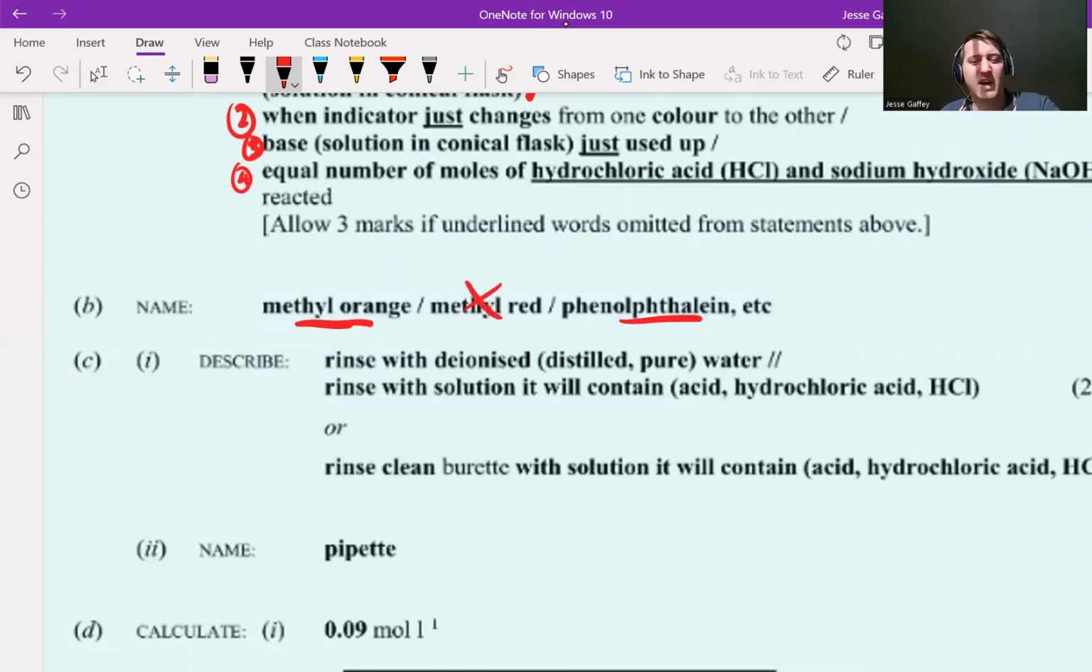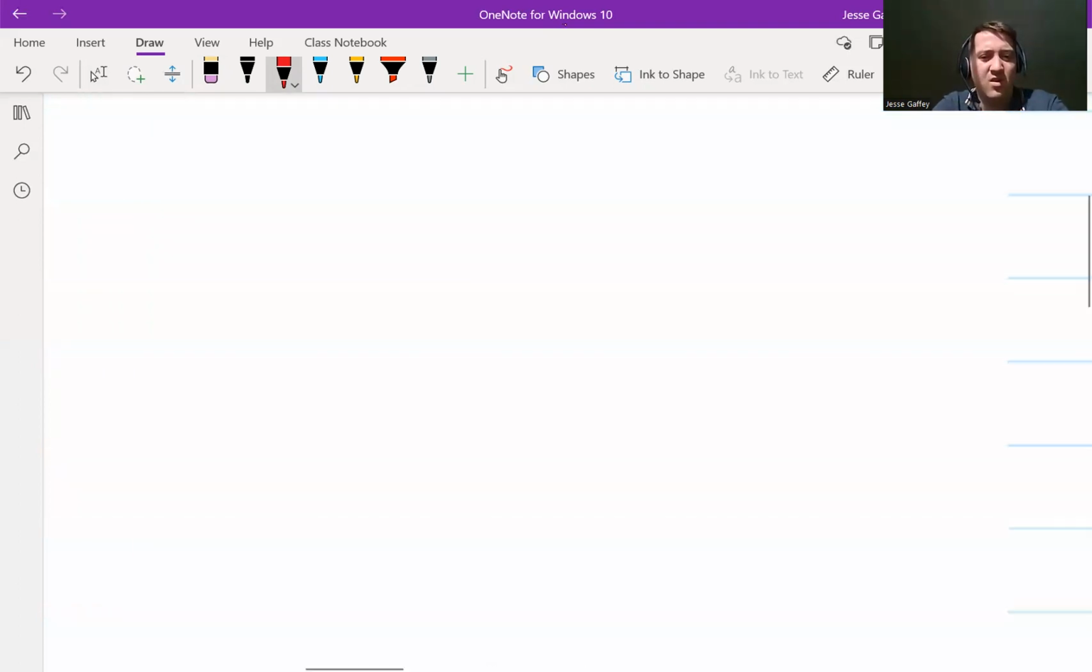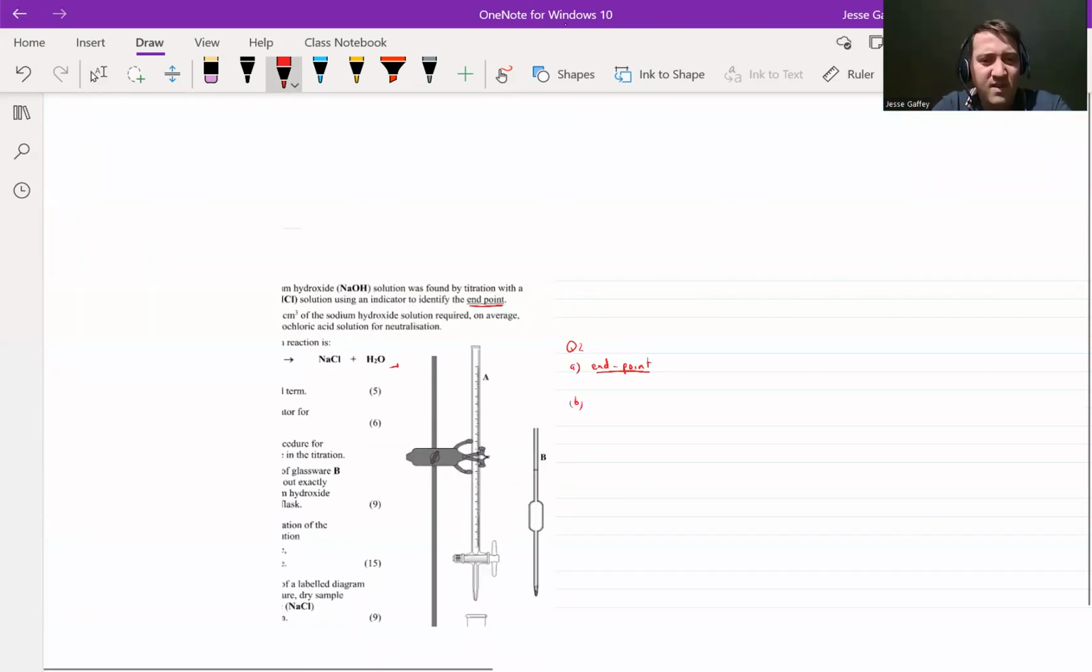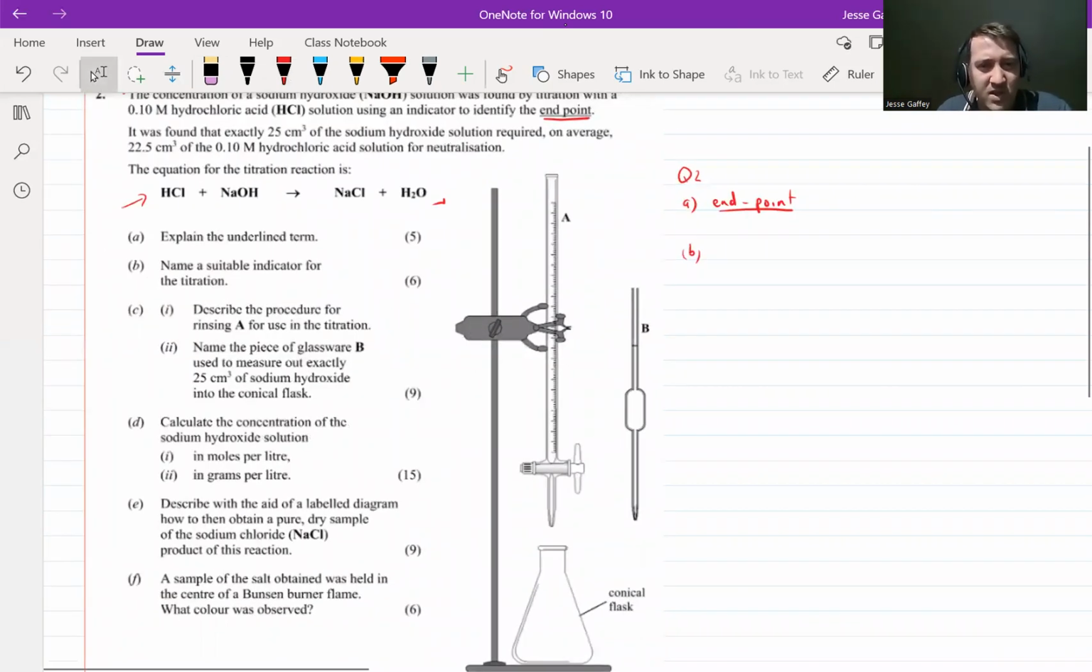Methyl orange and phenolphthalein. That's your correct answer there. And that was what, 6 marks? Easy. Right, C, describe the procedure for rinsing A for the titration.